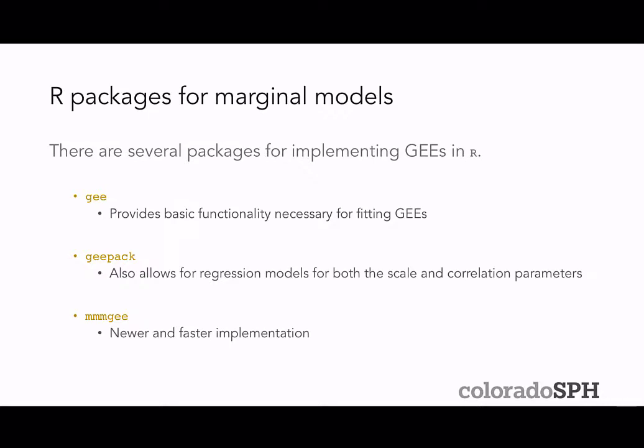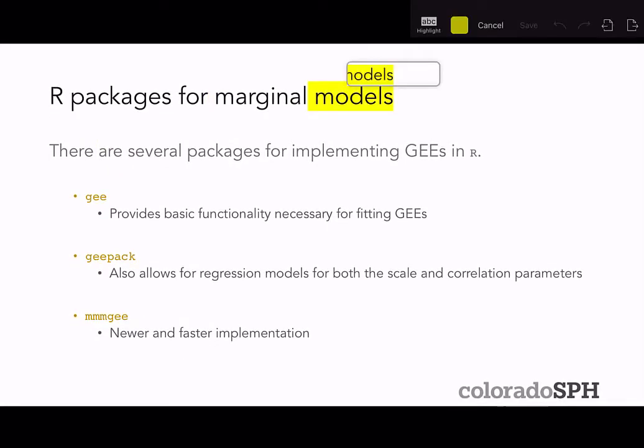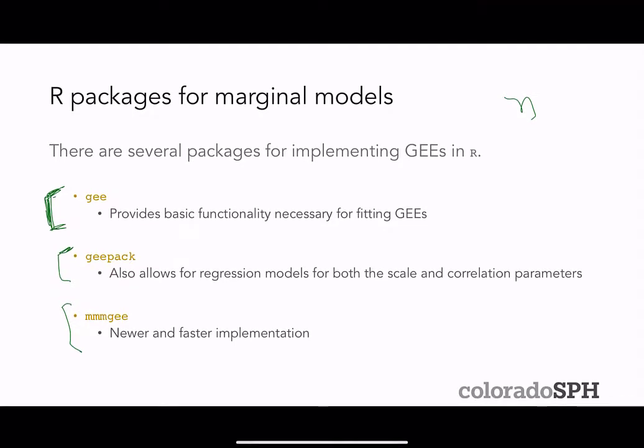There are several packages for implementing marginal models or GEEs in R. I just have a couple mentioned here. This is the sort of original one. It provides basic functionality for fitting GEEs. I'm going to mostly work with geepack examples. I like this one because it has a couple added features plus more inference that goes with it. And then this third package is a newer and faster implementation with some features that Professor Alex Kaiser really likes, so he recommends that one.